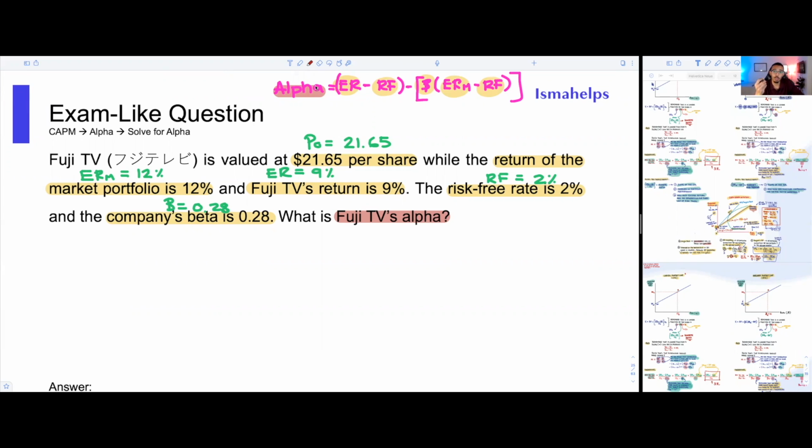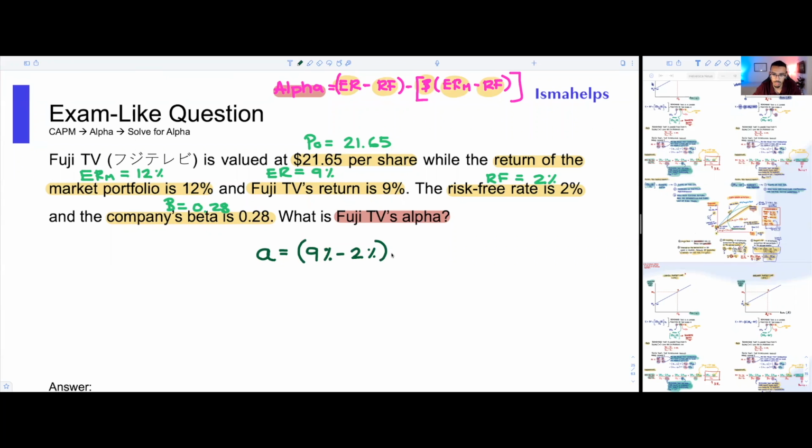So now it's a question of plugging stuff in, okay? So let's go about doing that. We know that alpha is going to be equal to the expected rate of return, so 9%, minus the risk-free rate. In this case, the risk-free rate is 2%. So minus 2%. Wow, it can't be easier than that.